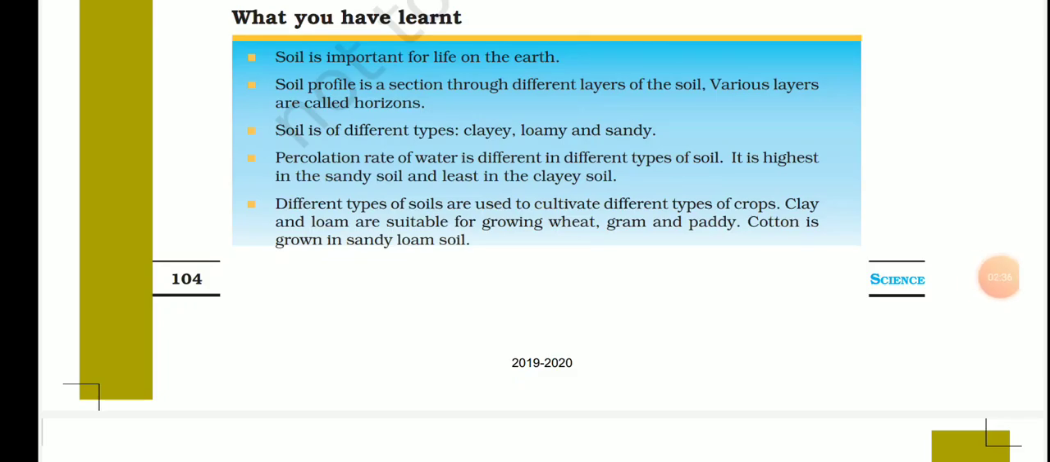Next, different types of soils are used to cultivate different types of crops. Clay and loam are suitable for growing wheat, gram, and paddy. Cotton is grown in sandy loam soil. Why is it so? We discussed that it is because of their different characteristics or properties. The water holding capacity and the size of particles are different for different types of soils. So the type of crop grown largely depends on the type of soil. That's why different crops are grown in different types of soils.